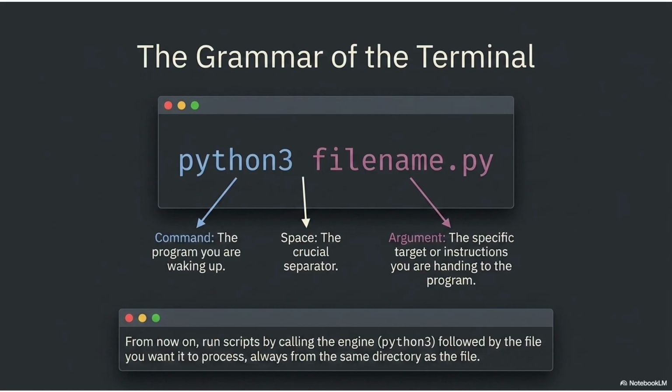From now on, run scripts by calling the engine python3 followed by the file you want to process. Always run from the same directory as the file. python3 hello_ISM3232.py works when your terminal's current directory contains hello_ISM3232.py. If it doesn't, you'll get no such file or directory. And the fix is always to navigate with cd to the correct directory first.